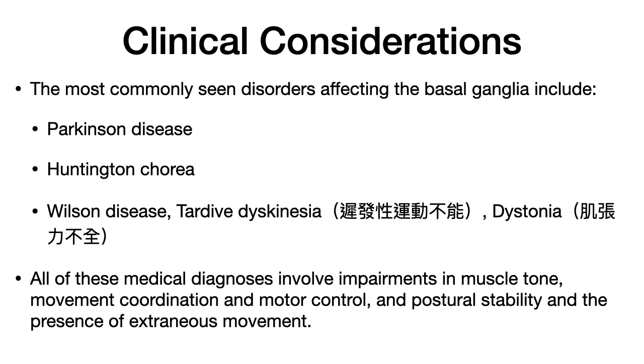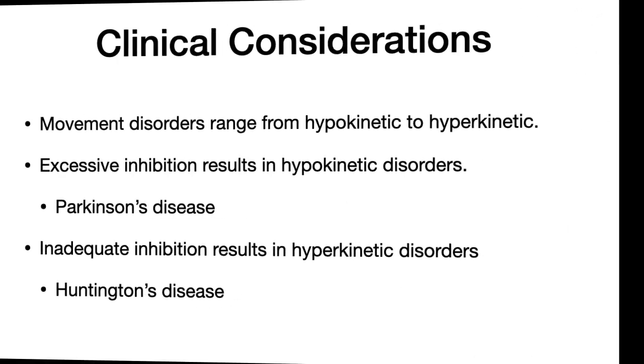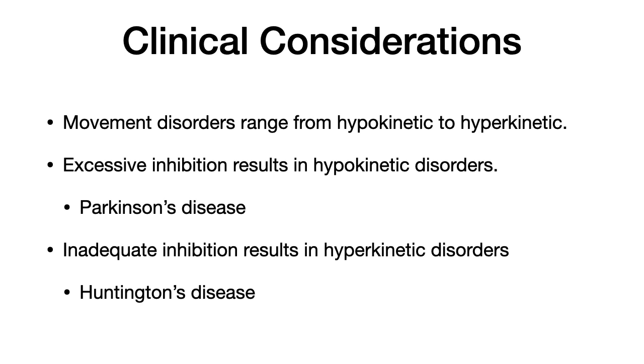The patients are likely to present extraneous movement. And the movement disorders may range from hypokinetic to hyperkinetic. Hypokinetic means there's too little movement. So there is an excessive inhibition, which results in hypokinetic disorders. This is seen in patients with Parkinson's disease.